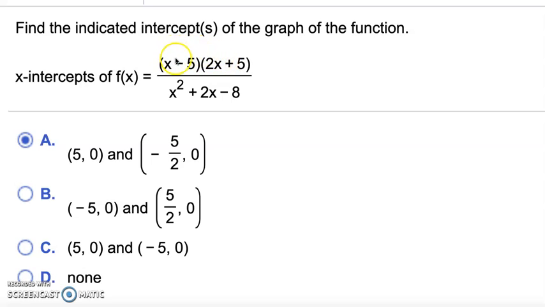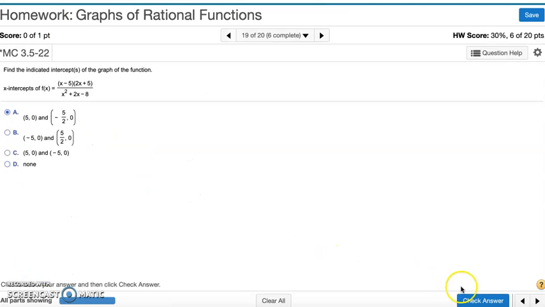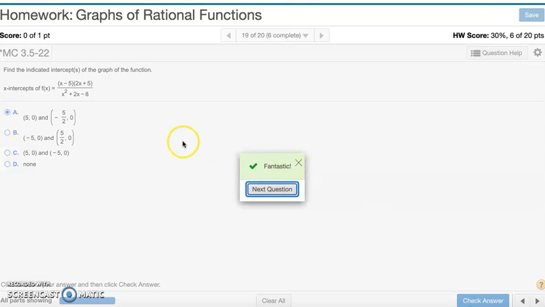So setting x minus 5 equal to 0, you get x is 5. Setting 2x plus 5 equal to 0, you subtract 5 and divide by 2, and you get negative 5 over 2. So those are the x's, and their y's will obviously be 0. So A would be my choice. And that's number 19.